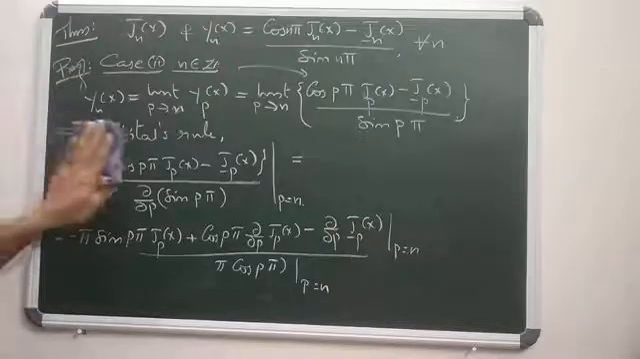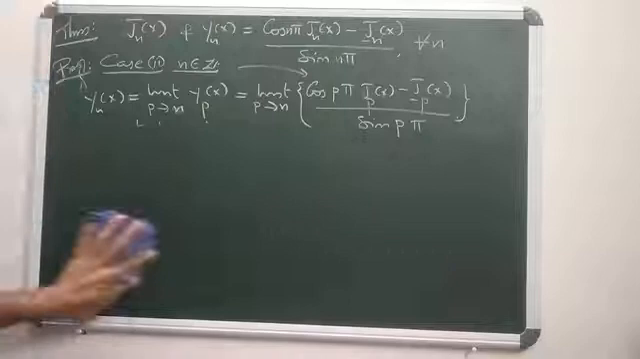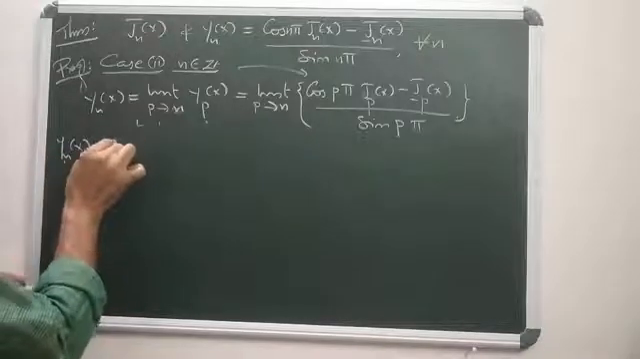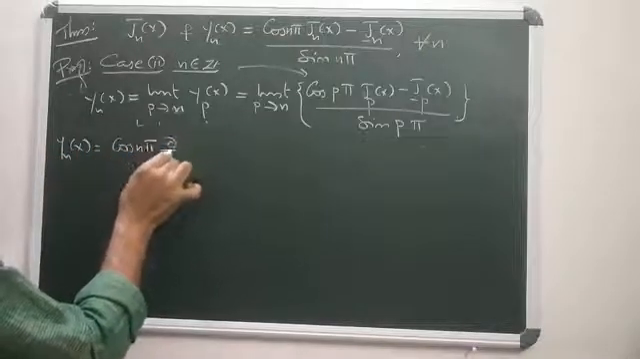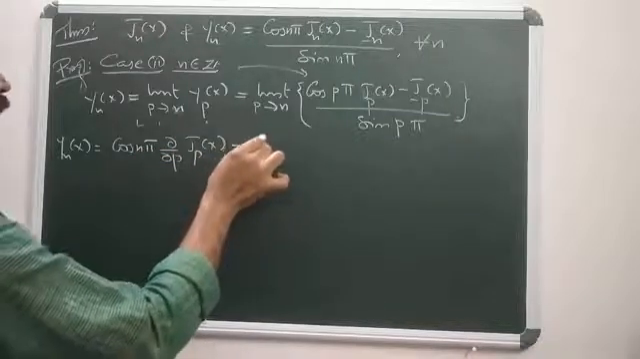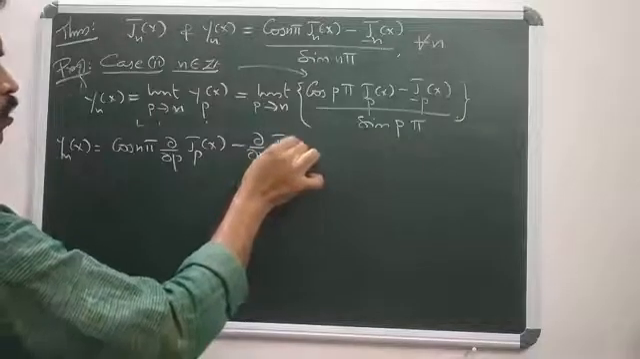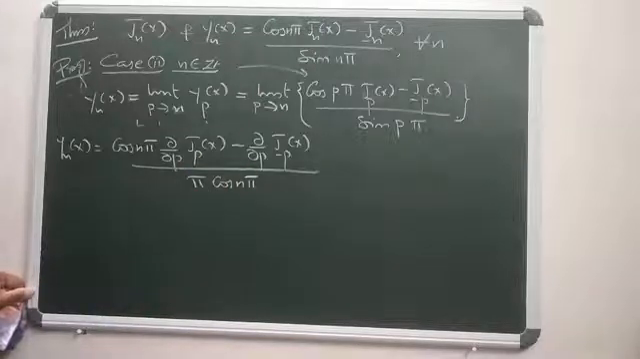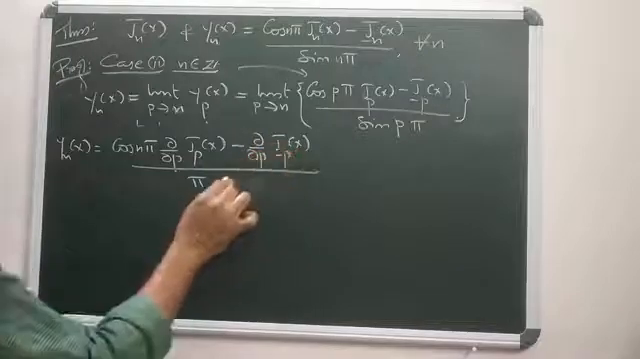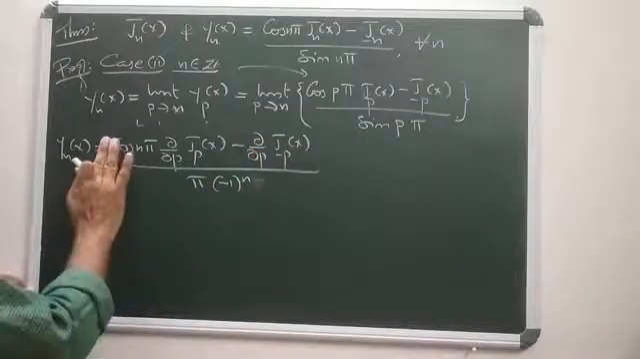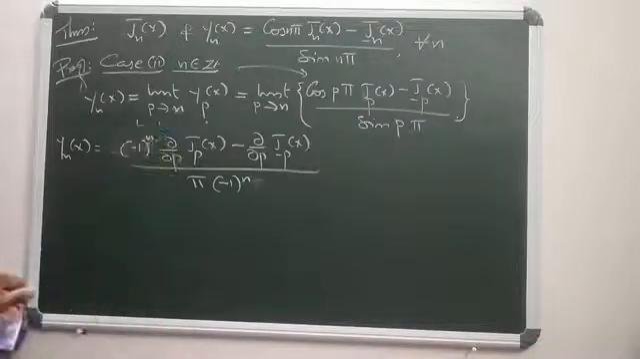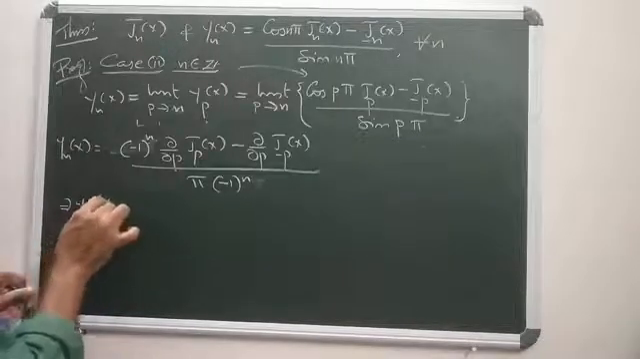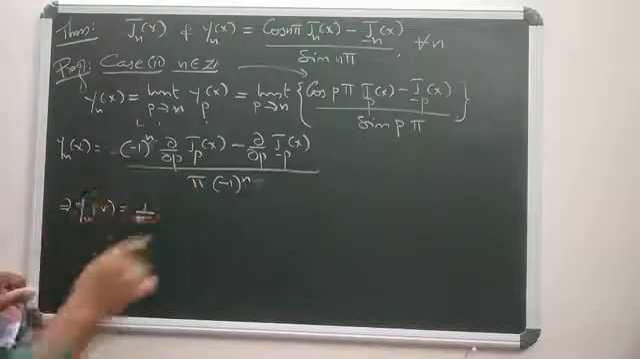That means after applying the value p equals n, you have this value, that is Yn(x) equals cos n pi into del by del p of Jp(x) minus del by del p of J−p(x), all divided by pi into cos n pi. Agree? So what is cos n pi? We know that when n is an integer, cos n pi is minus 1 to the power n. This cos n pi is also minus 1 to the power n. So that means this Yn(x) equals 1 by pi into minus 1 power n, and they cancel each other.